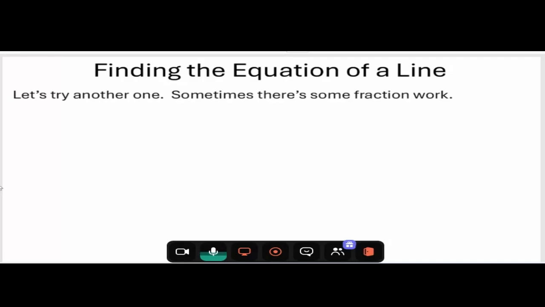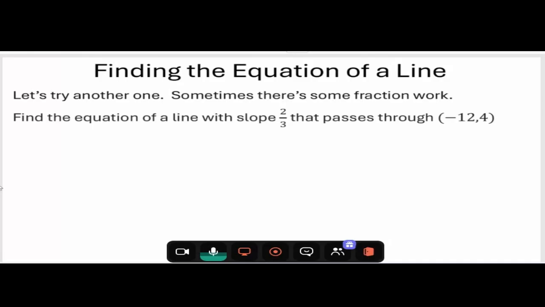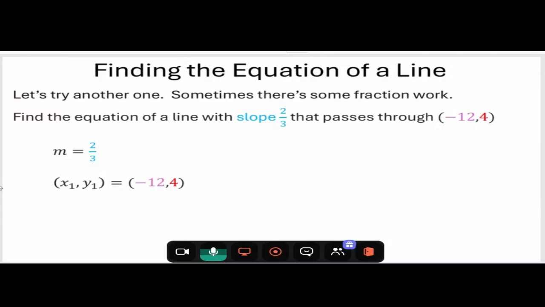So let's try another one, because they will get a little more difficult when you're expanding those brackets. You're often going to run into fractions. So find the equation of the line with a slope of 2/3 passing through the point negative 12, 4. So slope of 2/3, passing through negative 12, 4. So we know the slope and we know a point.